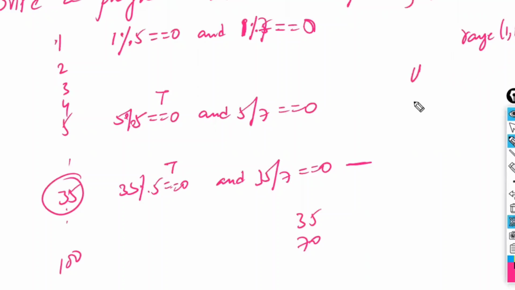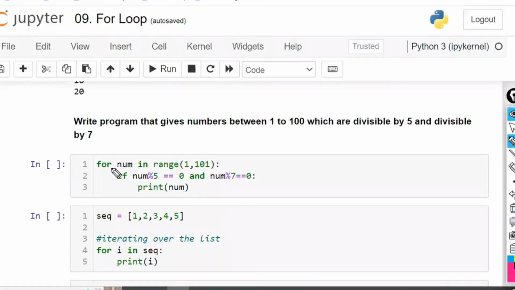Now you want to check if that particular I value is divisible by 5 is equal to 0 and I is divisible by 7 is equal to 0. Whichever number satisfies these two conditions, that number only you have to print. You have to check one after one. For that, I am going to use for I in range. So this is the same code I have written here.